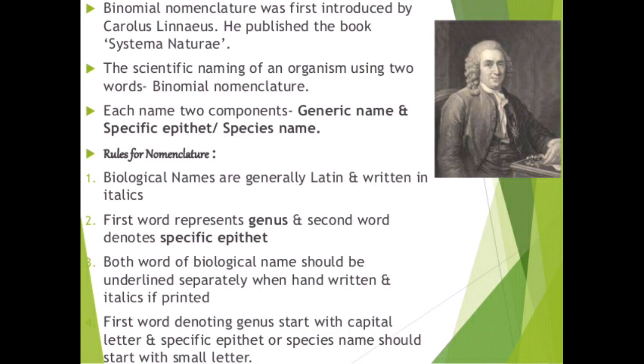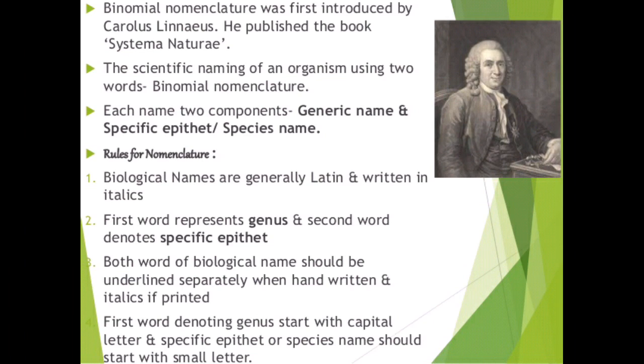Botanical nomenclature was first introduced by Carl Linnaeus. He published the book Systema Naturae, in which the scientific naming of an organism uses two words, known as binomial nomenclature. Each name has two components: the generic name and the specific name or specific epithet. Rules of nomenclature: biological names are generally Latin and written in italics. The first word represents the genus and the second word denotes the specific epithet.